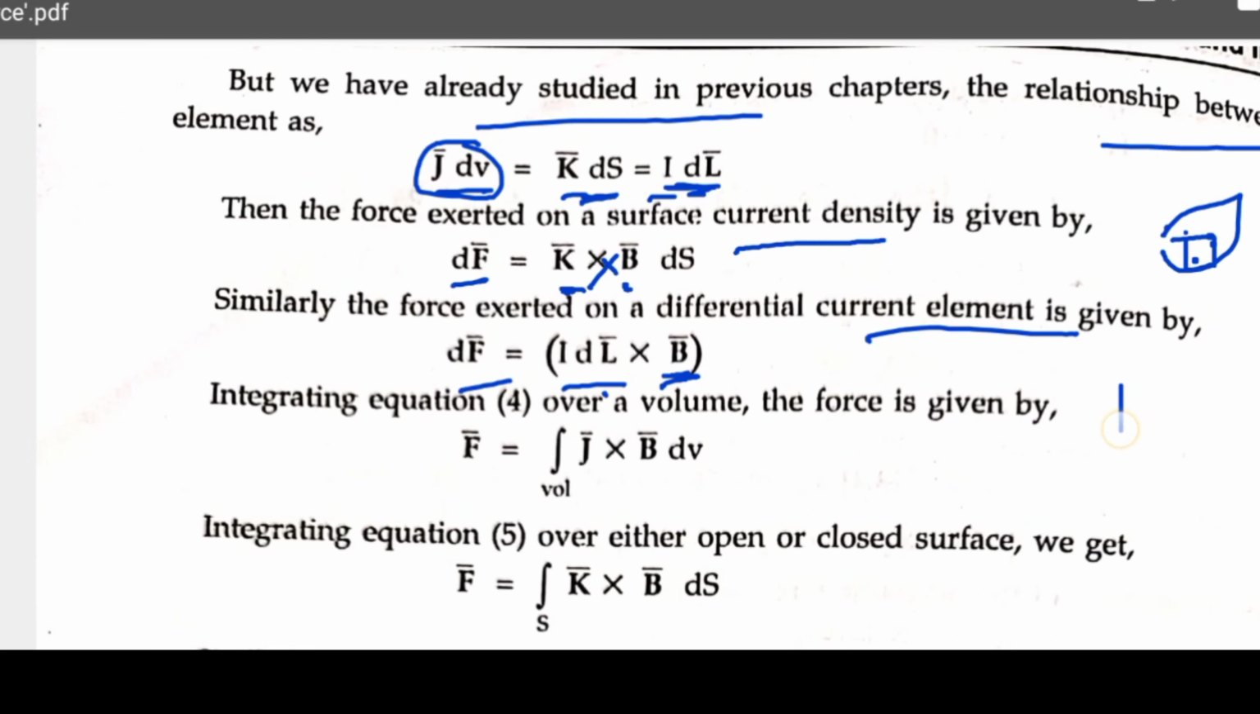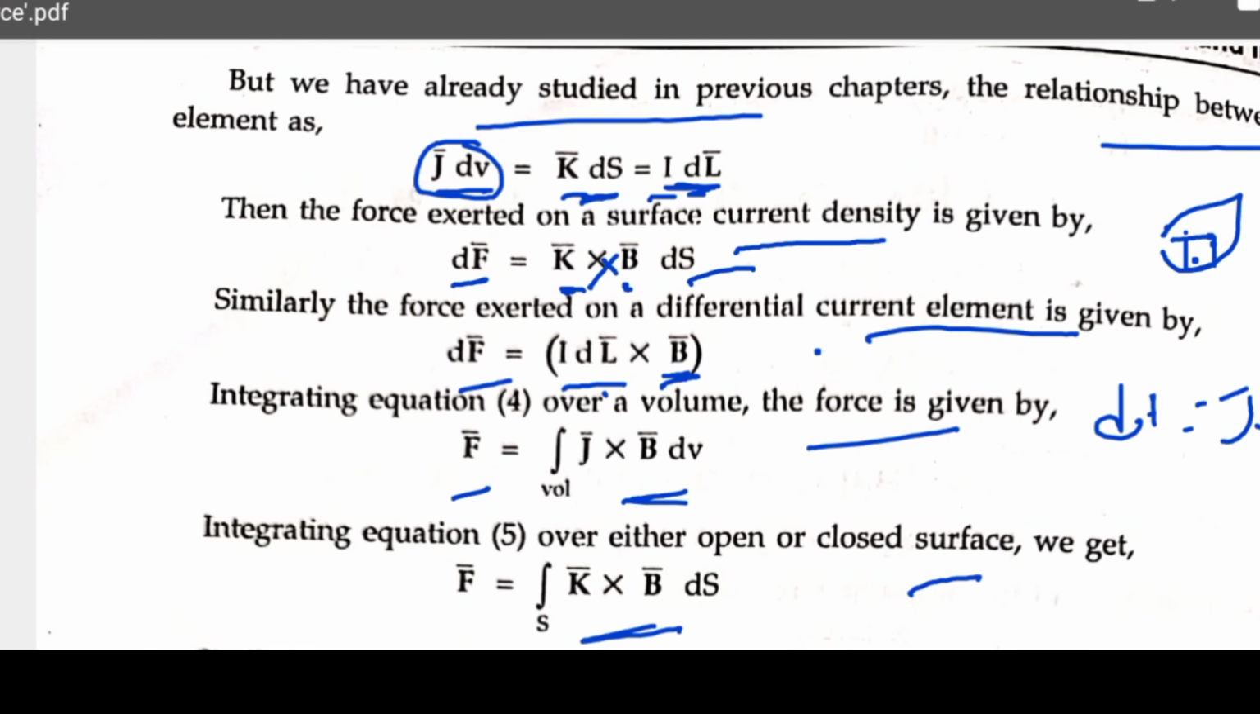Integrating equation 4 over the volume, df equal to j into j cross b, df equal to j cross b. If you integrate over the volume, then we will get the force F bar equal to the volume integral of j cross b bar dv. This is equation 5. Integrating equation 5 over the closed surface, we will get F equal to the surface integral of k cross b.